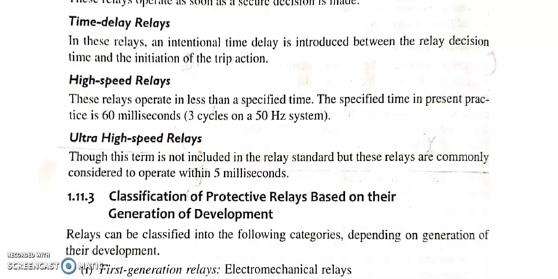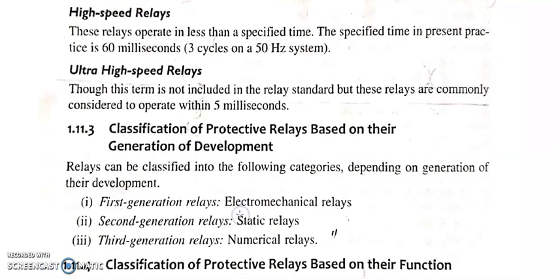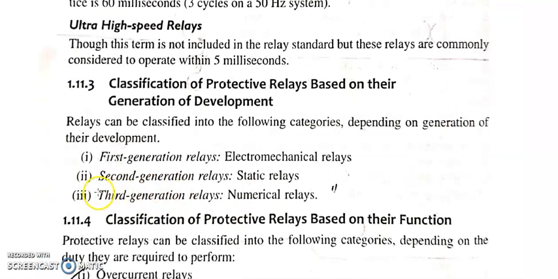Next, we have the classification of protective relays based on their generation of development, like I said earlier. We have 3 generations. The first generation, which we already discussed, is electromechanical relays, which include electromagnetic relays. The second is static relays, which use transistors and other electronic circuits. The third is numerical relays, also called digital relays, which have more compactness as well as economy compared to the other types of relays.